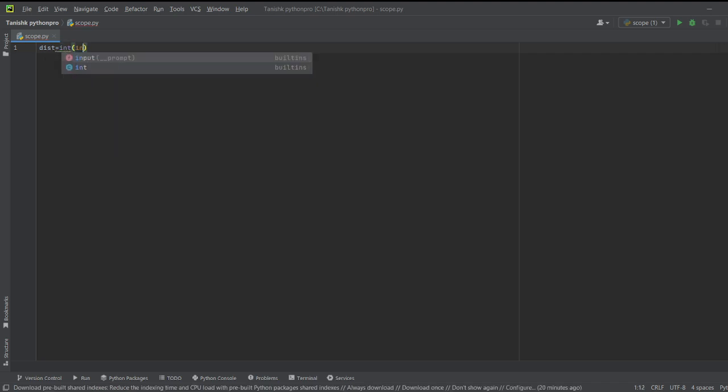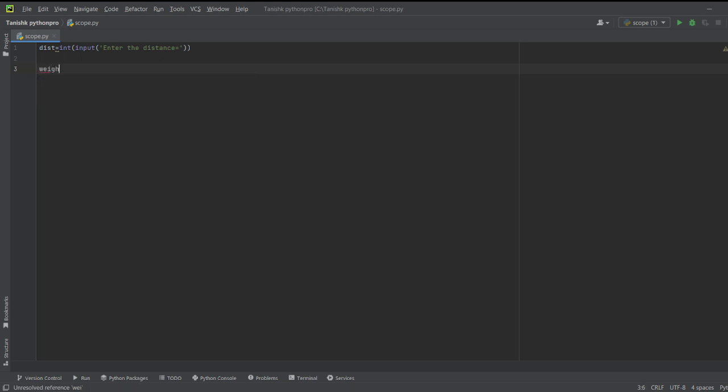And now input: enter the distance. So friends, this is distance, and weight is equal to int, which means integer. Again, input: enter the weight.